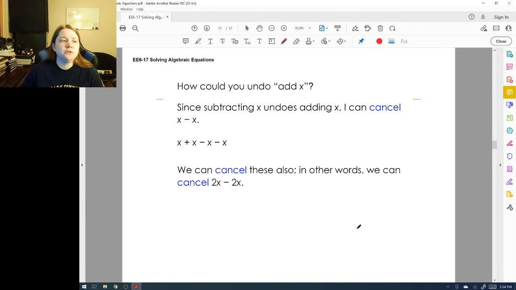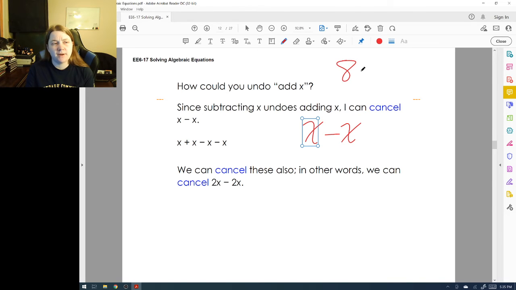How could you undo adding x? Well, subtracting undoes addition, so we can cancel an x by subtracting. We can cancel with terms also. We can cancel 2x minus x, or 2x minus 2x. So if I start off with the letter x and I want to get rid of it, I'm going to subtract x away. The same idea: if I start off with 8 of something and I want to get rid of all 8, I'm going to subtract 8 away.